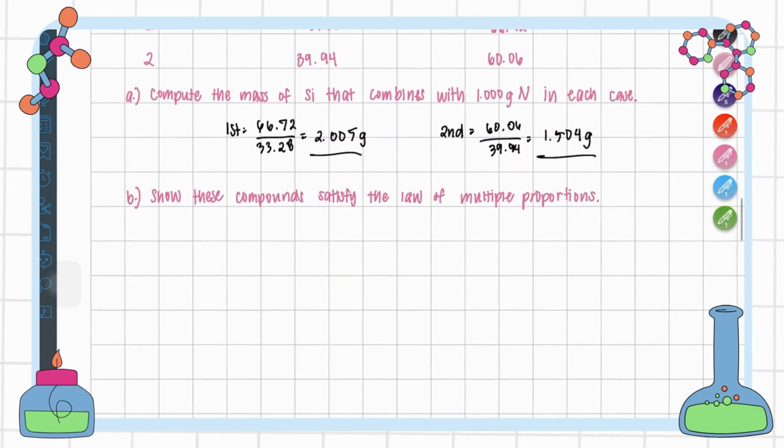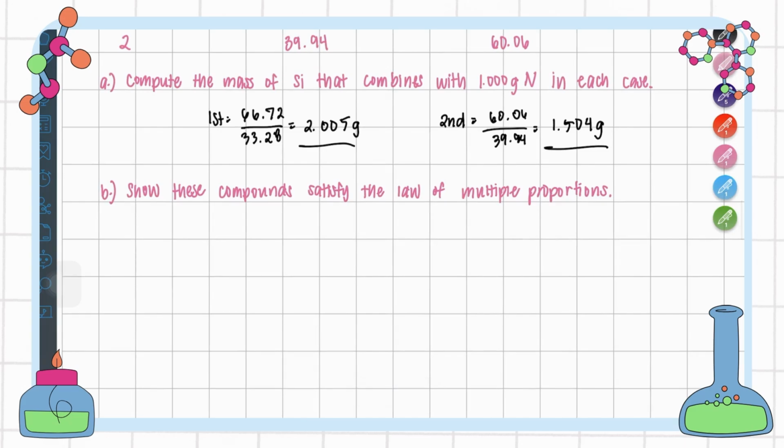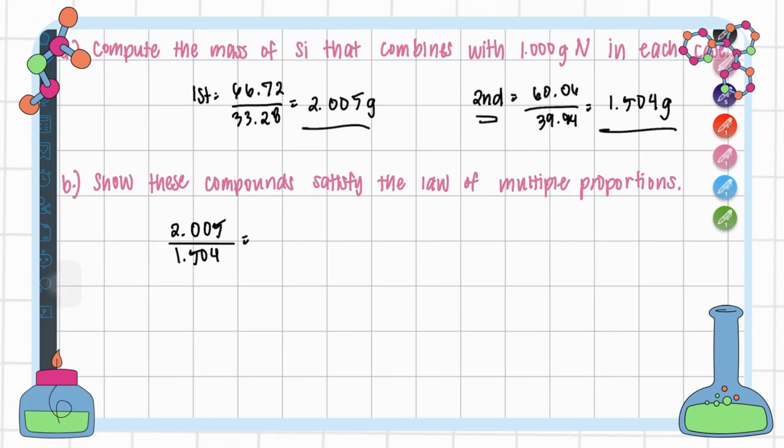And now, sa letter B, we have to show how these compounds satisfy the law of multiple proportions. So, ang hinahanap lang natin is yung ratio ng dalawang compound. So, ano nga ba yung mas maliit na nakuha natin na result? Okay, second compound, right? So, yun yung magiging denominator natin. So, for the first compound, input lang natin si 2.005 divided by 1.504. Ang makukuha nating sagot is 1.333.